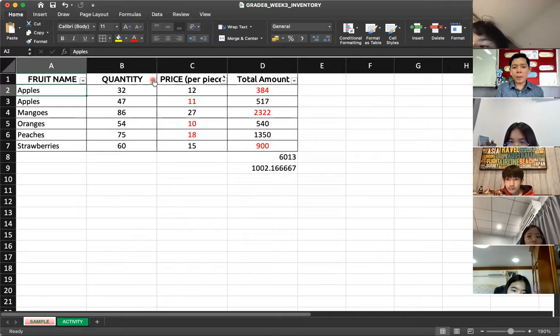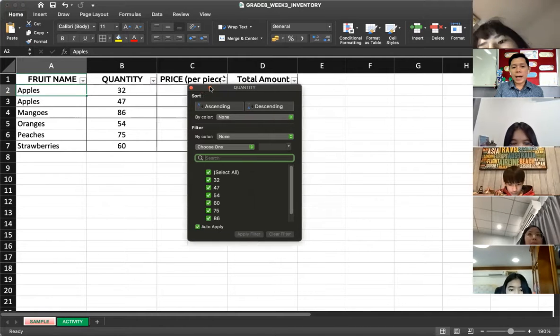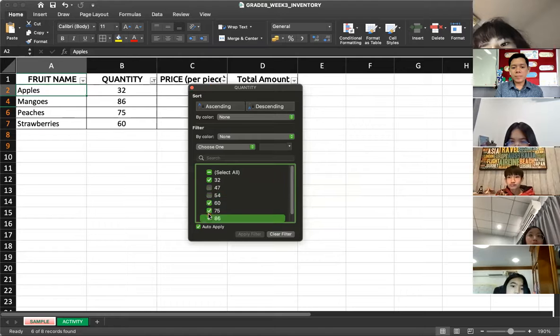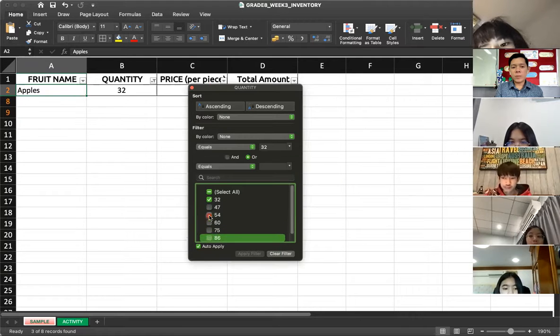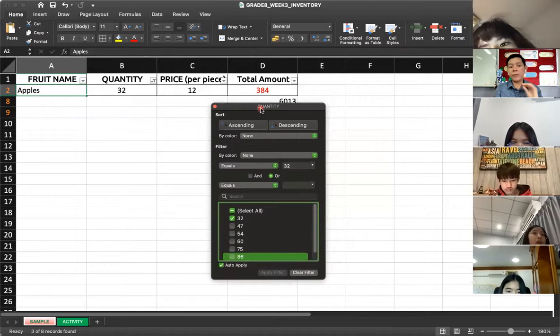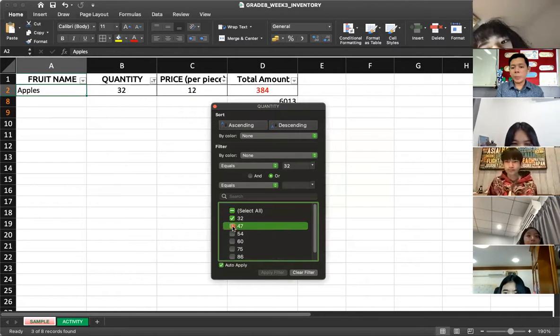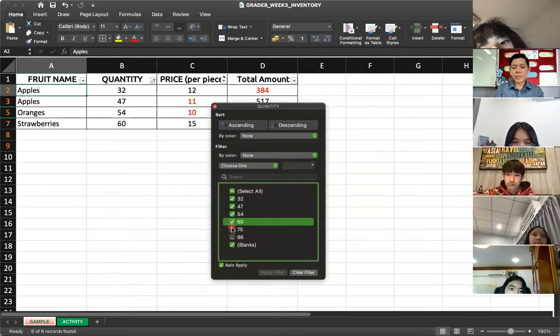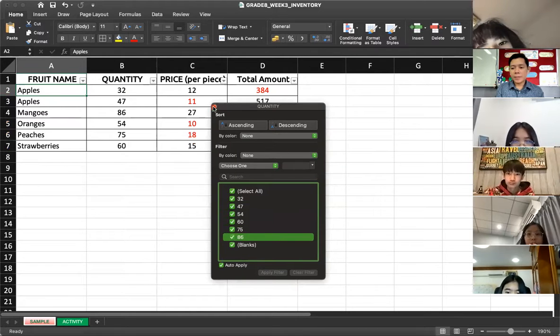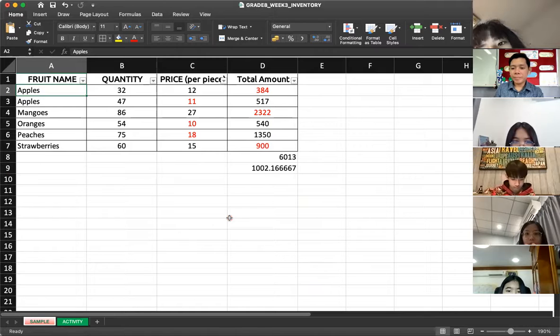The same applies with the numbers. For example, you would like to have only those fruits where the quantity is 32, then you can just check 32 for this one, and the fruit that has a quantity of 32 pieces will appear. So this is the purpose of the filter tool in Microsoft Excel. Okay, understand? Do you understand? Yes or no?